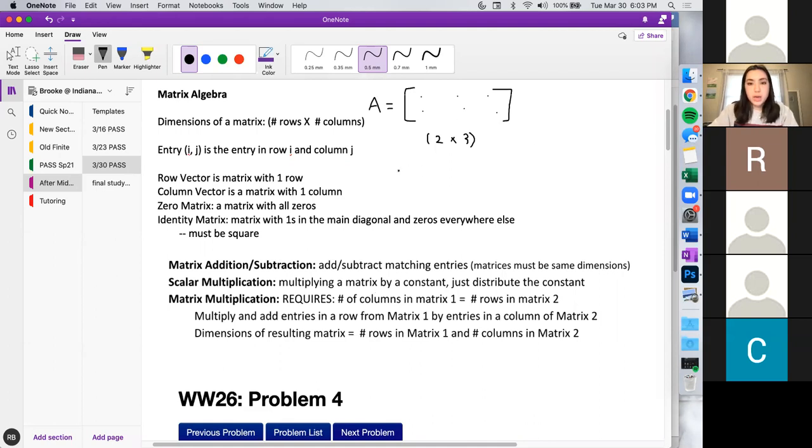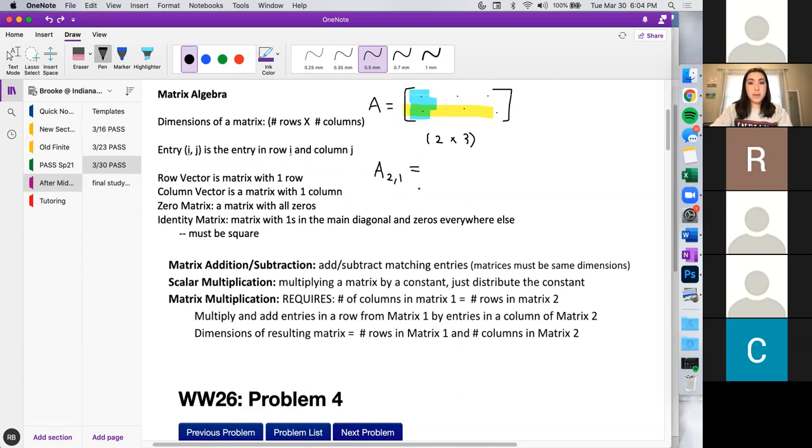If I wanted to know the entry of matrix A at 2 comma 1: if i is the row, so i is the 2, I want row 2, so I'm down here. And then j is the column, so 1 is my column. Those overlap in this entry right here. So whatever entry is there would go for A21.